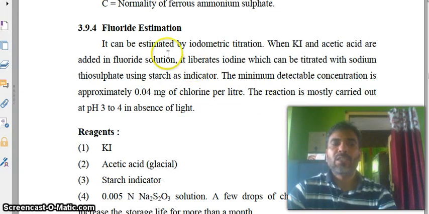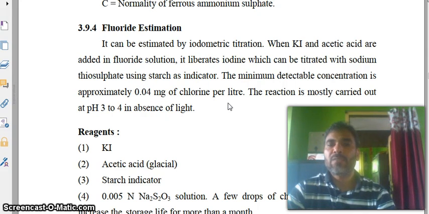The next important test is fluoride estimation. How do you do the fluoride estimation? This is important. It can be estimated by iodometric titration. When potassium iodide and acetic acid are added in the solution, it liberates iodine, which can be titrated with sodium thiosulfate using starch as indicator.